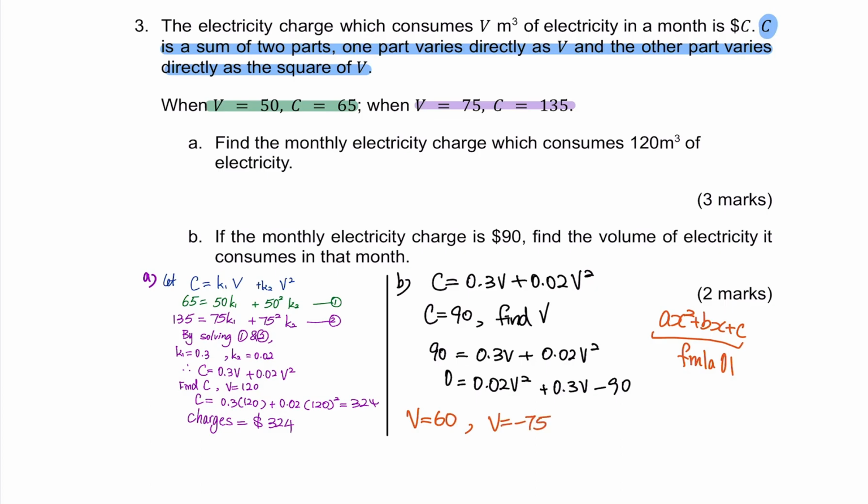What was V? V was the electricity consumed. Can it be a negative? Can electricity consumed be negative? It's consumed already, so how can that be a negative? So that's why this part is rejected. So we will write consumed 60 units, very important.